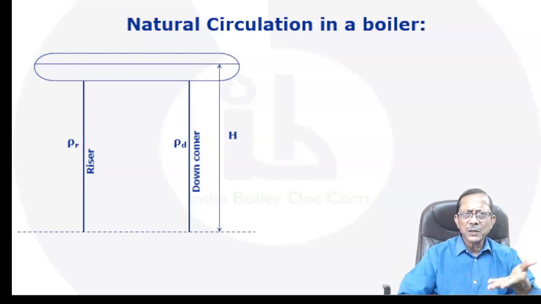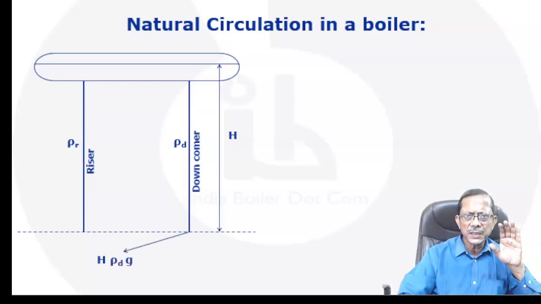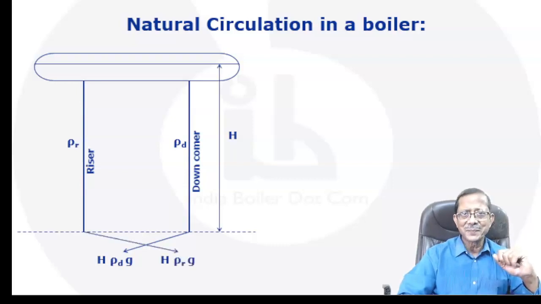At the bottom center line of both the downcomer and riser, there will be head available, right? And we know that head is usually h rho g in case of any vertical water column, right? So it will be h rho d g below the downcomer and h rho r g below the riser. Okay, now which is more? Definitely the downcomer density is more, therefore h rho d g will be more.